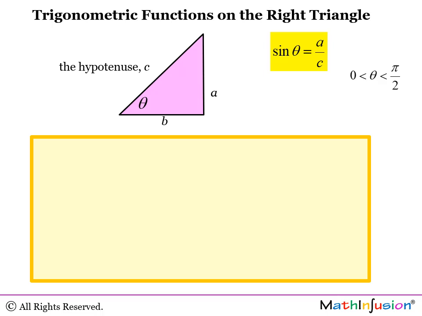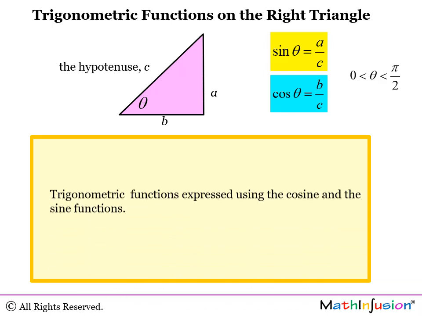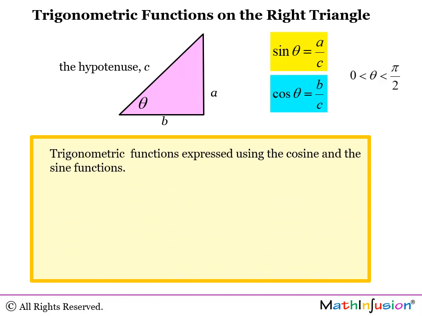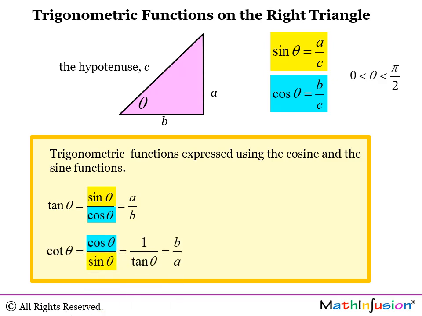Sine theta now is going to be A over C, and cosine theta is B over C. Now we are going to use the sine of theta and cosine theta to express the other trigonometric functions. Tangent theta is sine theta over cosine theta, which is also A over B. Cotangent theta now is going to be B over A. Secant of theta is the reciprocal of the cosine theta and it is C over B. And cosecant of theta is the reciprocal of sine theta, so it is C over A.